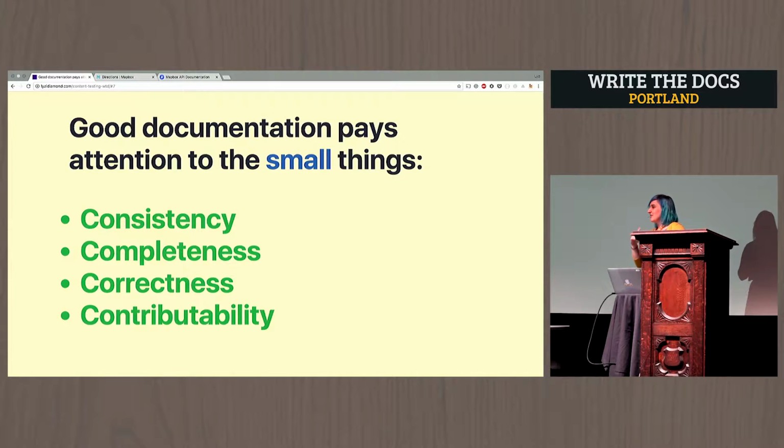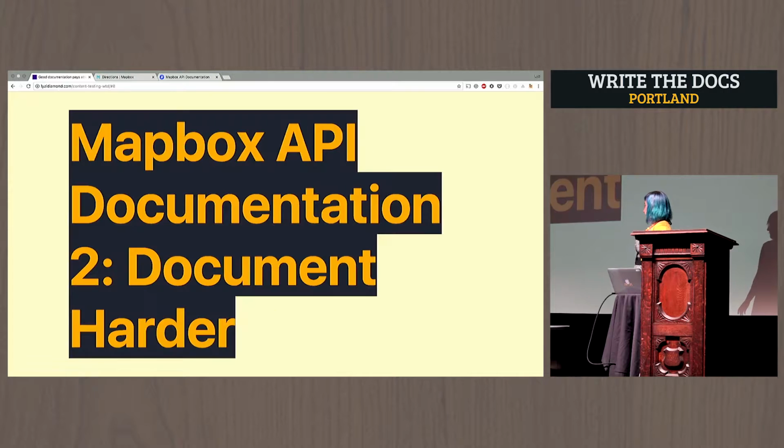Consistency. You want your documentation to be consistent so that a user has a good experience using it. You want it to be complete. You don't want anything to be missing. You want it to be correct, and you want it to be contributable. We're just going to pretend it's a real word, as in it's easy to contribute to.